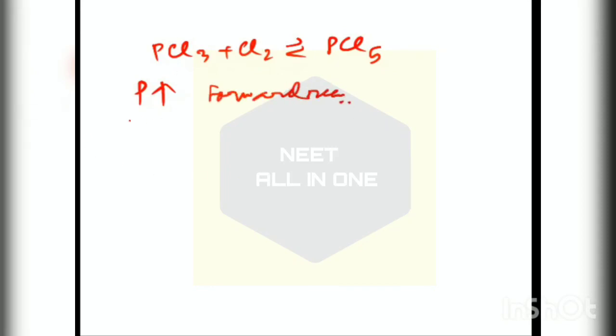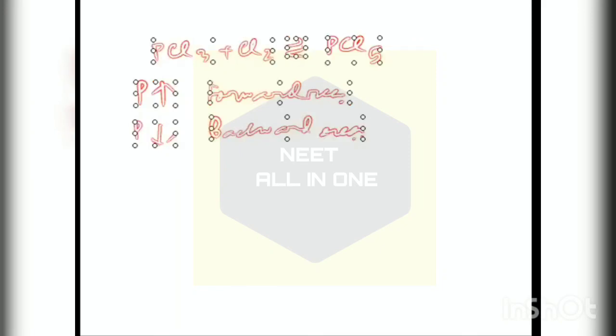Okay, but what happens if the pressure is decreased? Then the reaction will go to that direction where the number of moles increases. So the reactants have more moles than the product, so it will be our backward reaction here. Okay, so here we have seen an example.